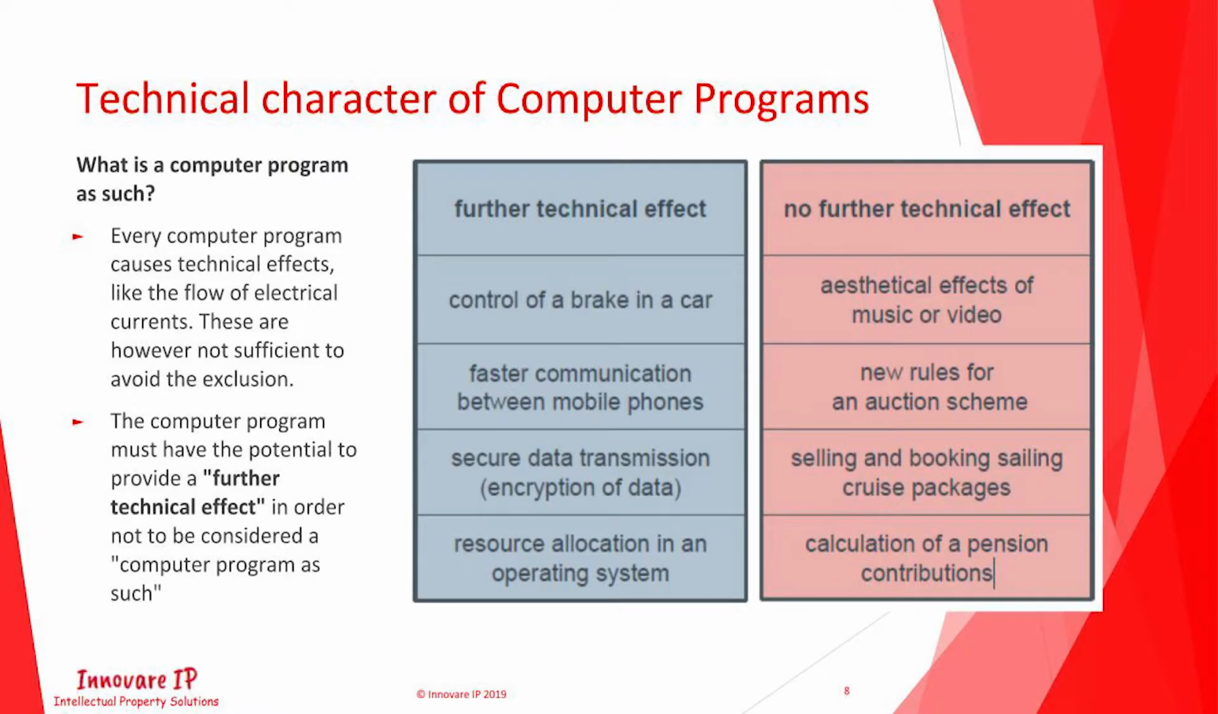So the further technical effect, control of a brake in a car, again, is the brake, is the hardware, is the physical thing that is affected by the software. Faster communication between mobile phones, secure data transmission or encryption of data, resource allocation in an operating system. So these are further technical effects, and we would write software claims, claims for software patents, in a way that these further technical effects are emphasized.